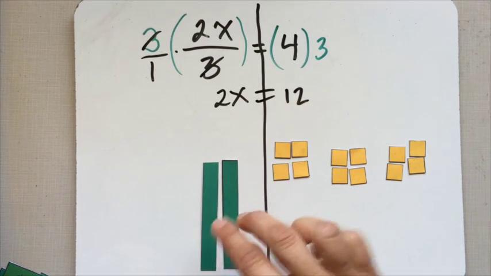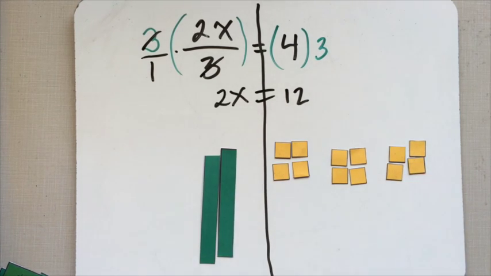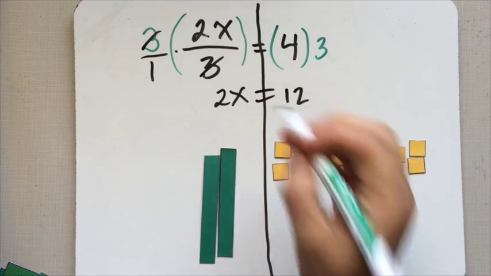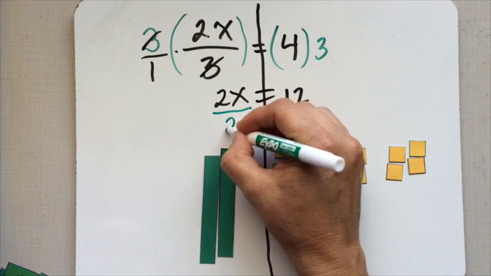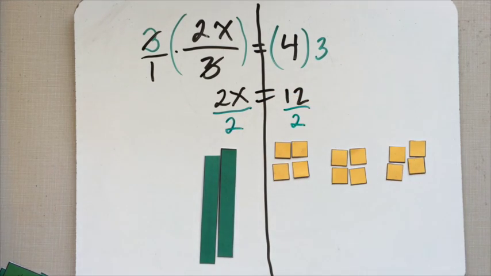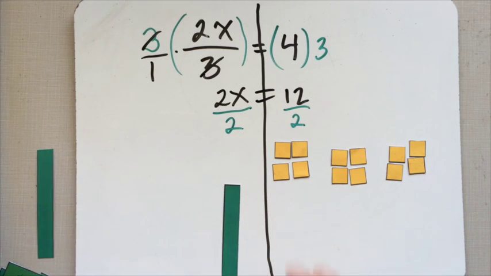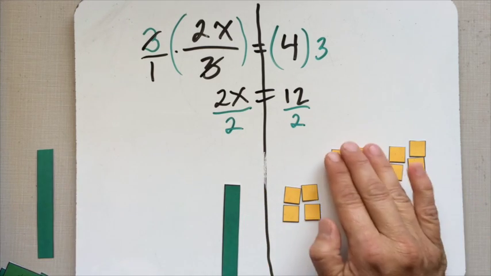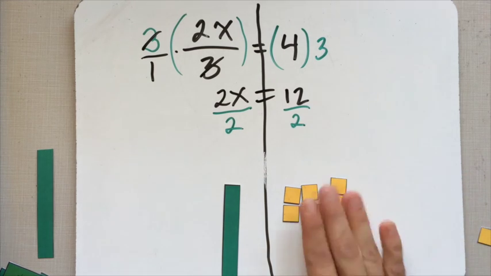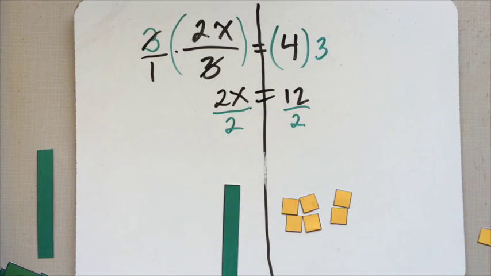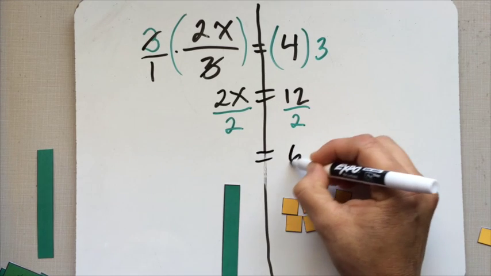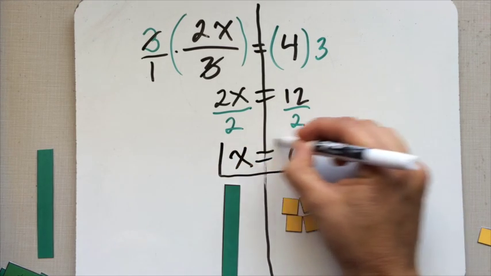All right, now I've got 2 x's equals 12 ones. I only want 1 positive x, isolating the variable. So I'm going to do the inverse of multiplying by 2. I'm going to divide by 2. 2 x's divided by 2 gives me 1x. And 12 ones, excuse me, divided by 2 gives me 6. So x equals 6.